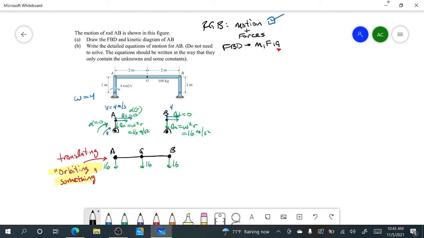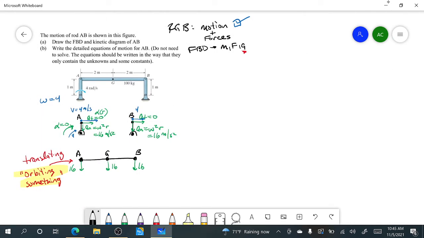The forces are our free body diagram. She wants us to do a free body diagram and kinetic diagram of A because A has mass. So I'll put my A and I'll put my B. And then of course we got to denote the center of mass G because that's where all the weight's going to happen. When you're doing your free body diagram, you want to do your 4 fundamentals. The first one will be your weight, so mg, and that's going to be 100 times 9.8.